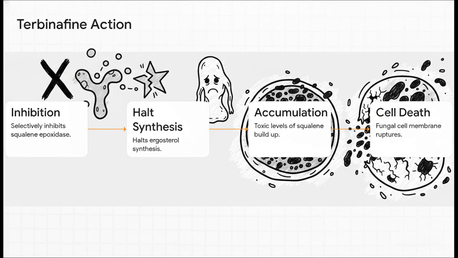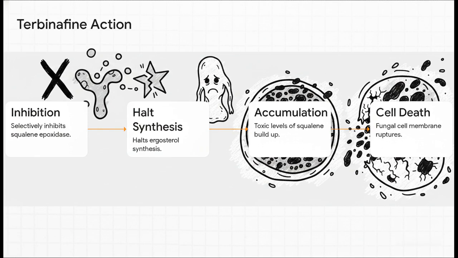Then we have the synthetic allylamines, like terbinafine. This is a fascinating two-pronged attack. Step 1, terbinafine selectively inhibits an enzyme called squalene epoxidase in the fungal cell wall. Step 2, this immediately halts the production of ergosterol, so the fungus is starving for sterols.